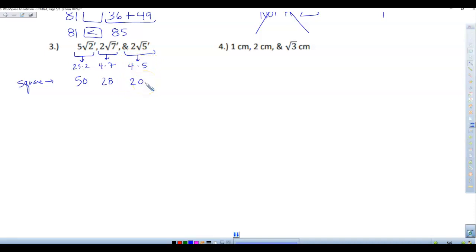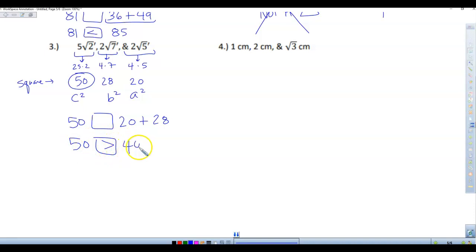So in this situation, this is my c squared. So c squared, and then I'll call this one a squared and b squared. So here we go. How does 50 relate to 20 plus 28? Well, 50 is greater than 48. So I've got that c squared is greater than a squared plus b squared, which makes this one an obtuse triangle.